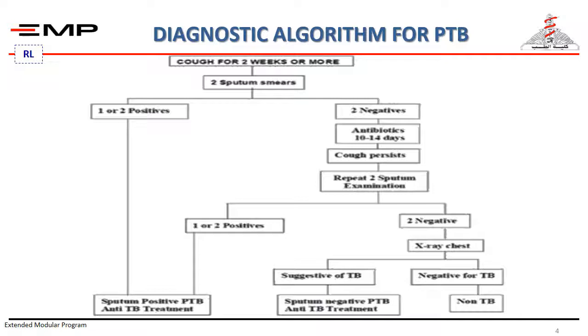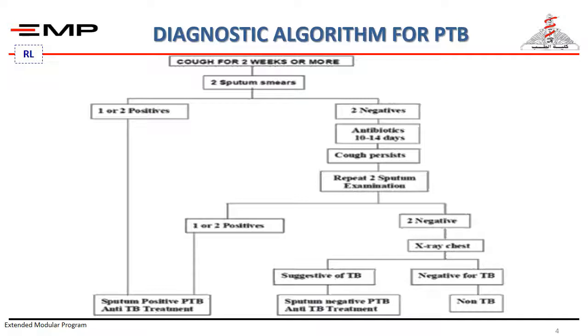What if both are negative, which is the common case in children because they are paucibacillary, so they have sputum negative results? I will give a regular adequate dose of antibiotics for 10 to 14 days. What if the cough persists, so it is called cough resistant to antibiotics? Again, I will suspect tuberculosis and repeat 2 successive sputum examinations. If 1 or 2 is positive, I will give anti-tuberculous treatment. If it's still negative, which is the case in children, I will perform a chest X-ray.